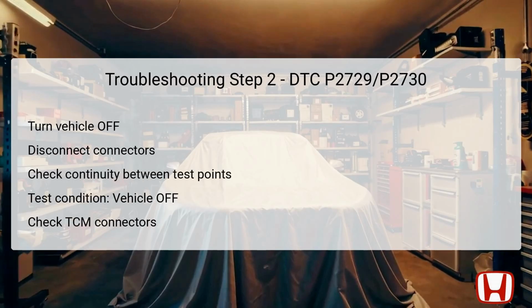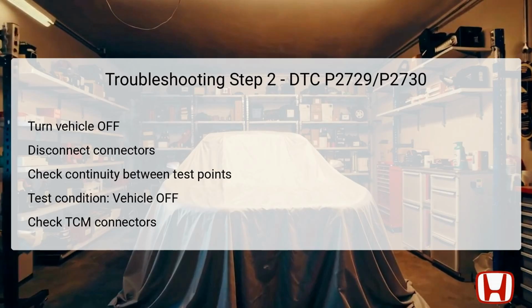In Step 2, we focus on checking for open wires in the PLA and VBSOL lines. Begin by turning the vehicle to the off or lock mode. Subsequently, disconnect the TCM subharness 26P connector and the TCM 58P connector. Ensure that these connections are thoroughly examined before proceeding.